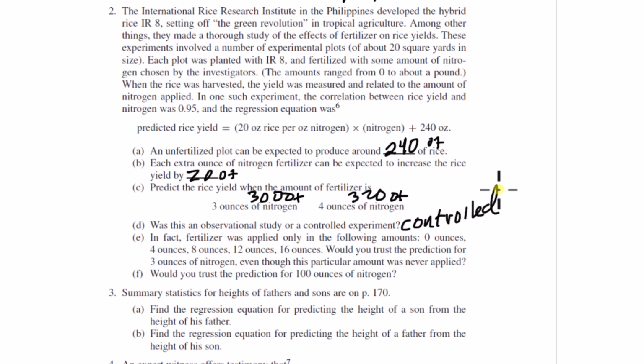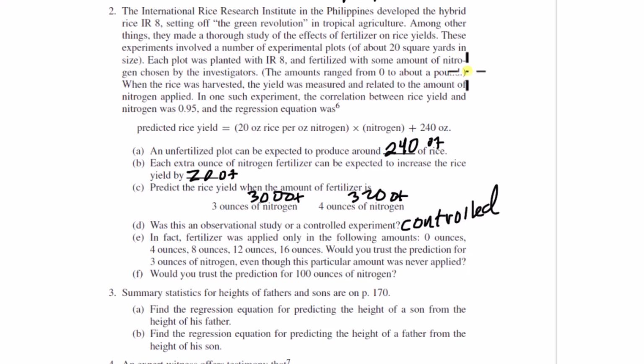Right, they're separating out the different plots. They're choosing what they want to plant in which plot and which plots are going to be fertilized. It's fully controlled. In fact, fertilizer was applied only in the following amounts: 0 ounces, 4 ounces, 8 ounces, 12 ounces, etc. Would you trust the prediction for 3 ounces of nitrogen, even though this particular amount was never applied? Yeah, sure, absolutely. I mean, assuming there's enough data points.